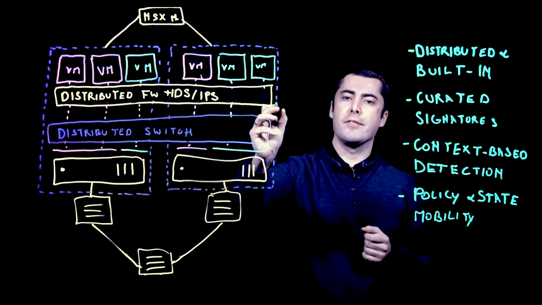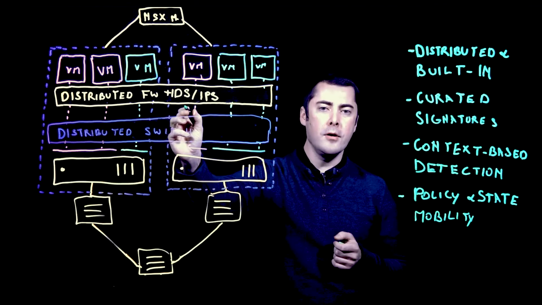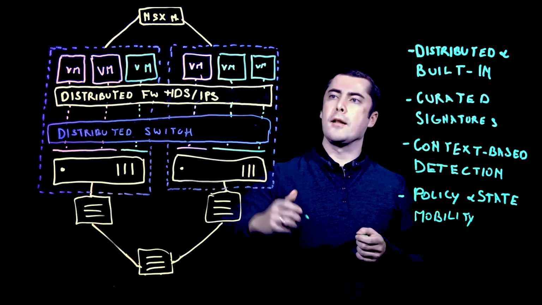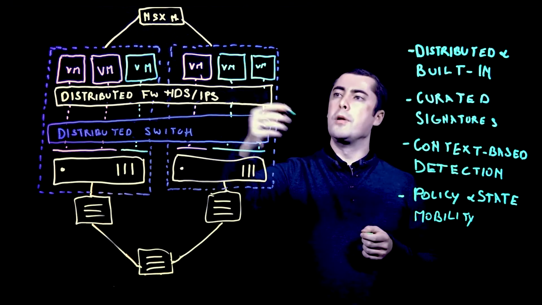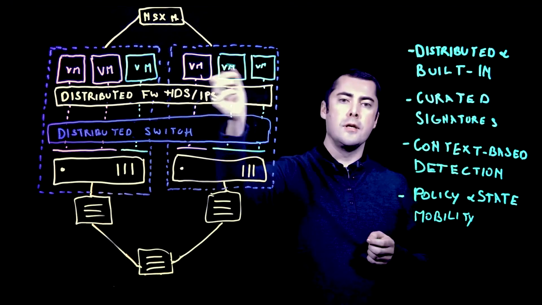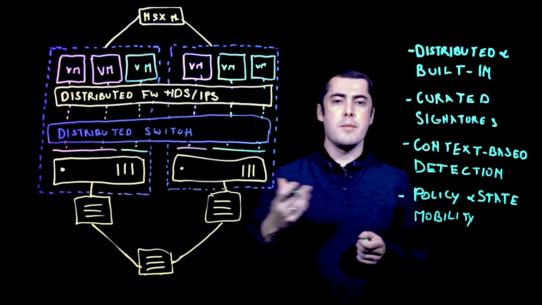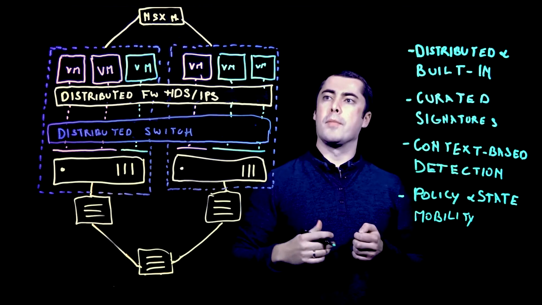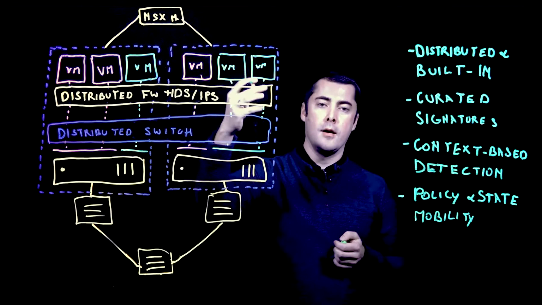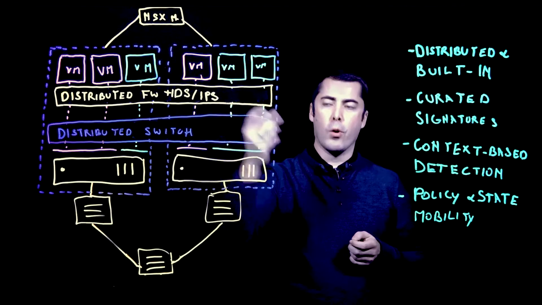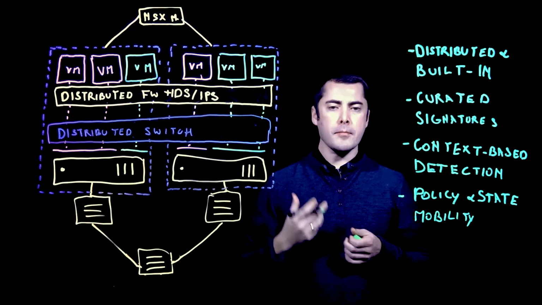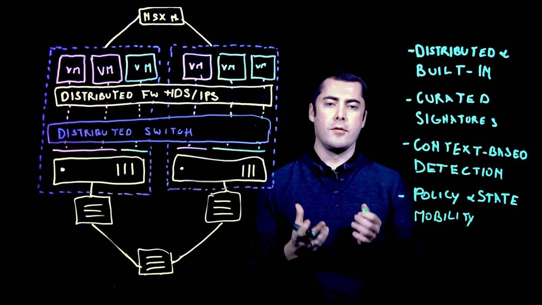And this is another benefit of being embedded in the hypervisor. That means that we have access to a lot of context. We know exactly the name of this virtual machine. We know what application a virtual machine is part of. And thanks to VMware Tools and the guest introspection framework, we even know what the operating system is that is running, what user is logged into a workload, and even what processes are running on that workload.